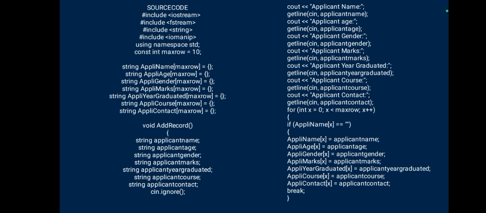Next, declare a constant variable so we can expand the array. The maximum rows or maximum records that I'm going to add is only 10. So you can easily adjust the number by changing the constant number. Then we need 7 array variables to enter name, age, gender, mark, year graduated, course, and contact number.